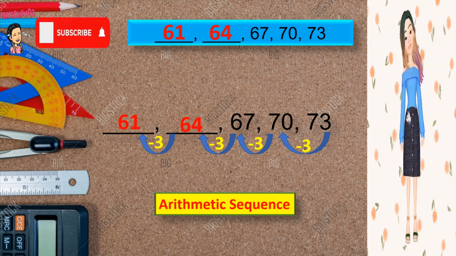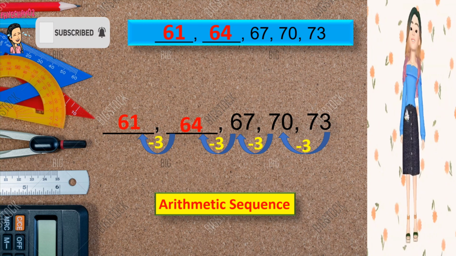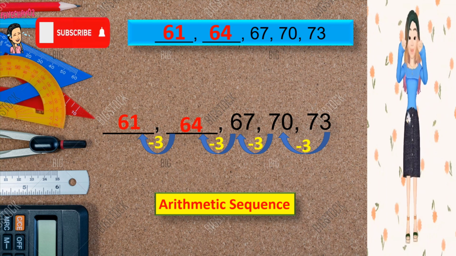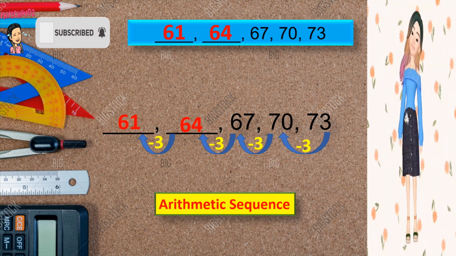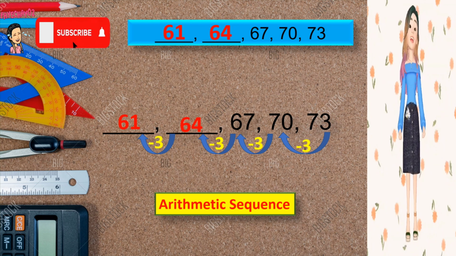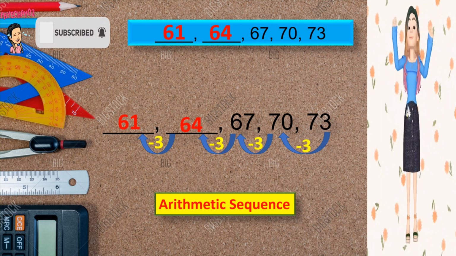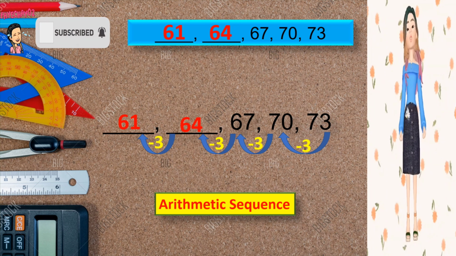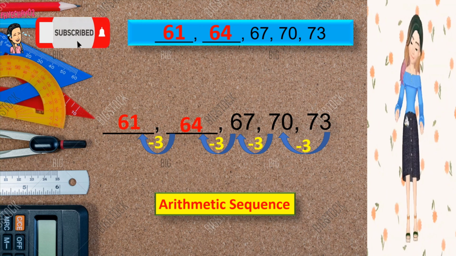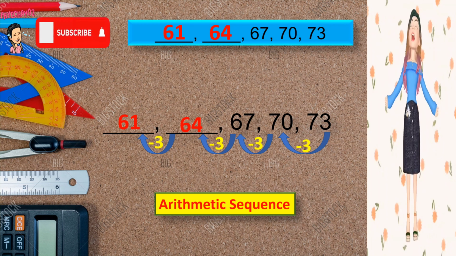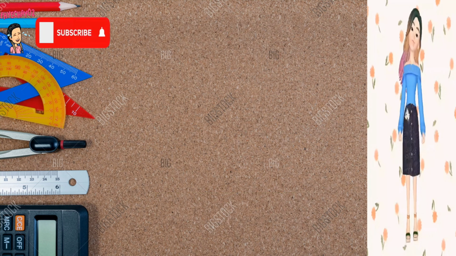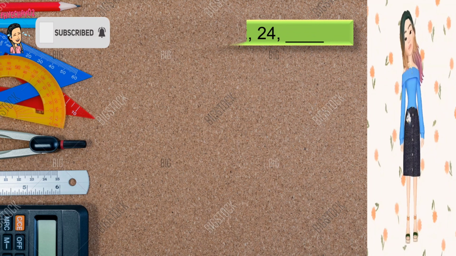If you're going to check if your answer is correct, pag check natin, plus 3 naman. 61 plus 3 is 64. 64 plus 3 is 67. 67 plus 3 is 70. And 70 plus 3 is 73. So, our answers are correct. Let us try another one.